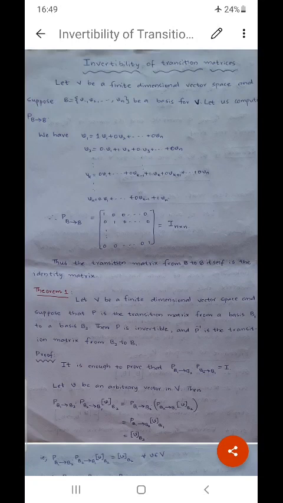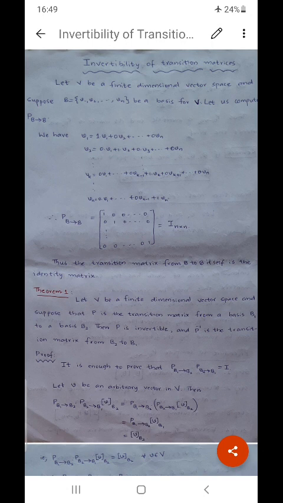In this section, we discuss the invertibility of transition matrices. So we see whether the transition matrix or the transition matrices are invertible or not. We begin with an observation. Let V be a finite dimensional vector space, and suppose B equals {V1, V2, etc., Vn} is a basis for V.